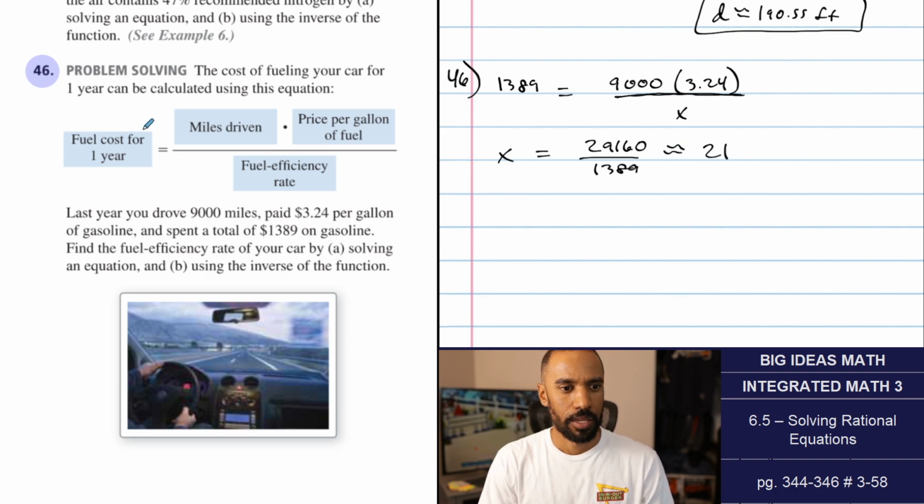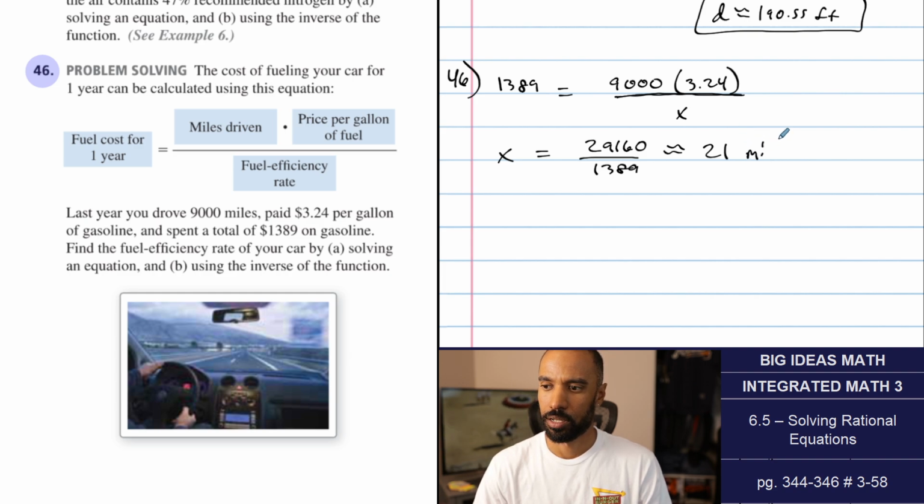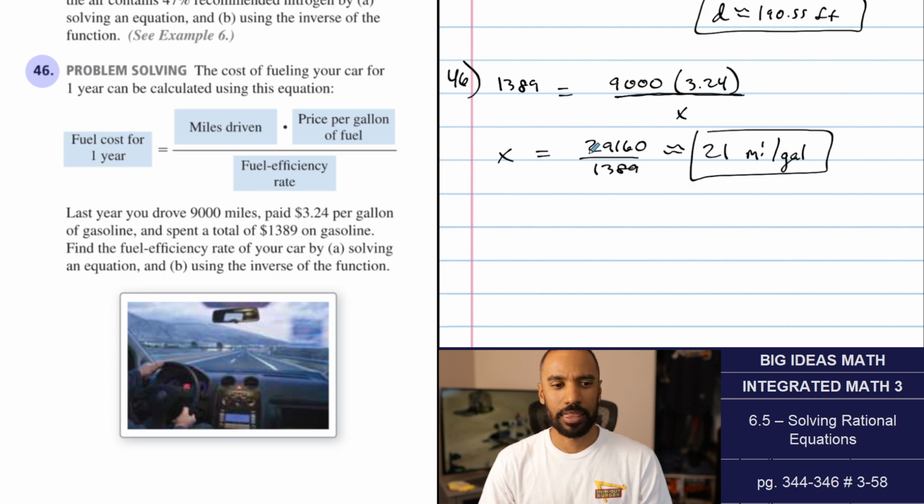21 what? What is this? Fuel efficiency rate? I guess it's miles per gallon. If we're dividing miles times price per gallon divided by miles per gallon, we would get price. Yeah, this is miles per gallon. MPG. That was one version of it, solving the equation.